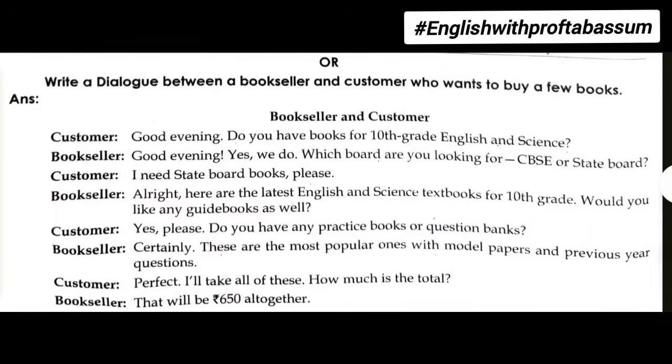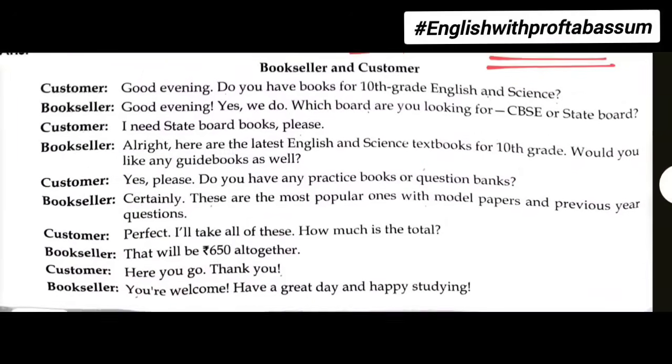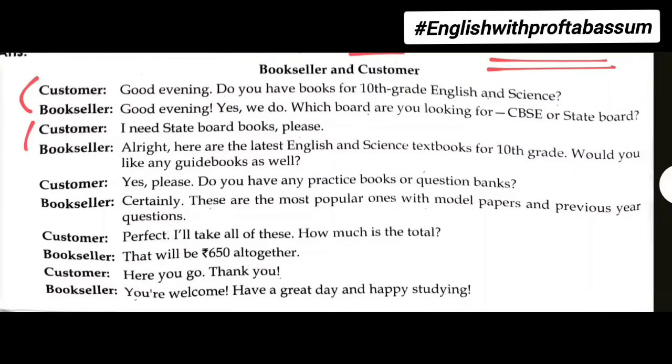Okay, so in dialogue writing, you'll get a choice. Another dialogue you can write, that is a dialogue between a customer and a bookseller who wants to buy few books. So for dialogue, you can write customer and bookseller both. So let's see how many exchanges they have written. Total 5 exchanges are there. So this is the correct dialogue writing for which you can get full marks.